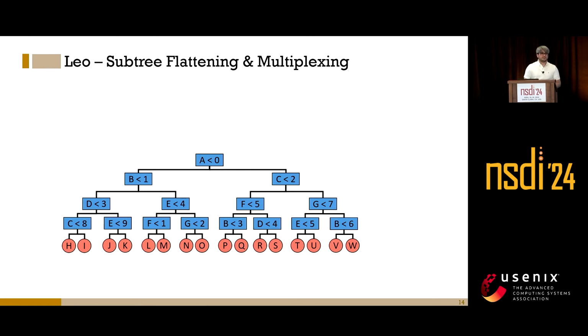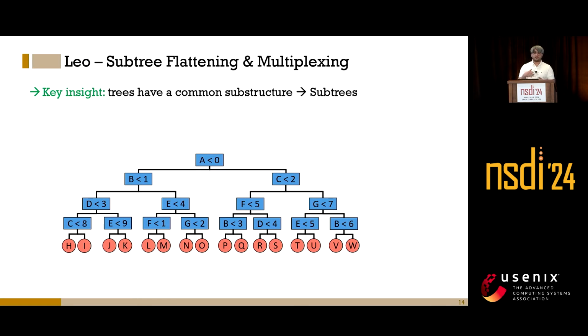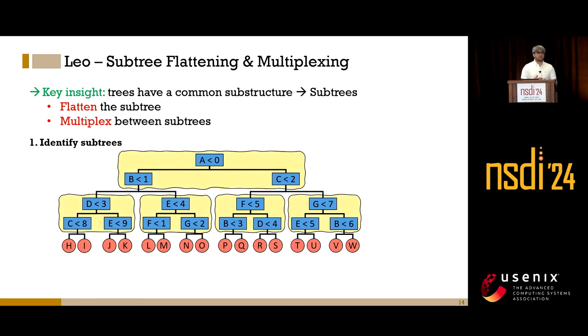So to address this, our key idea is to perform multiplexing at the granularity of subtrees rather than individual nodes. Using these subtrees, we come up with a technique we call subtree flattening and multiplexing, which works in 3 key steps, which we will look at now. So first, we identify the subtrees in a given class. So in the example shown, we have created 5 subtrees with 3 nodes each.